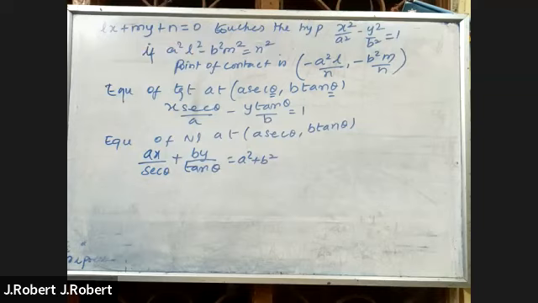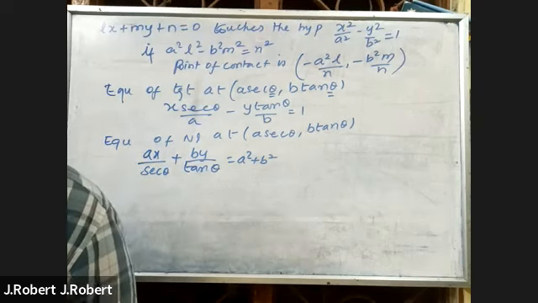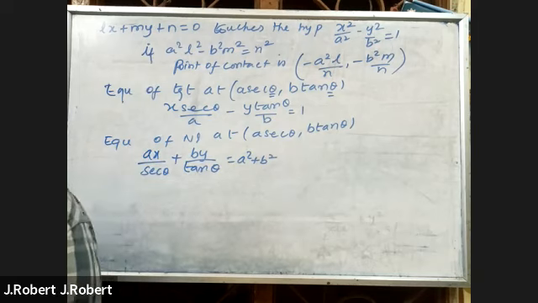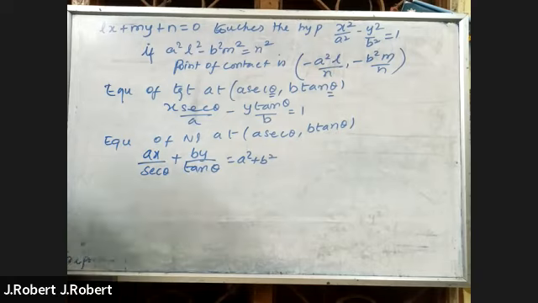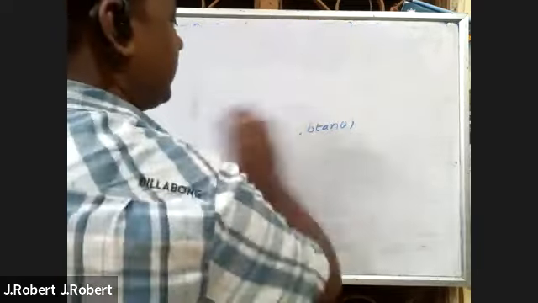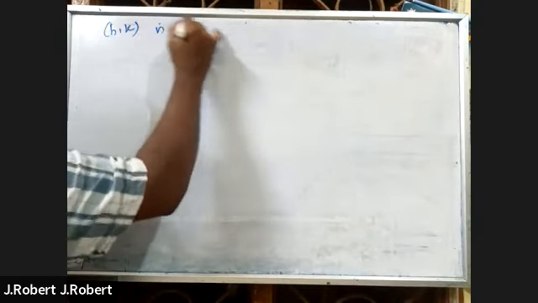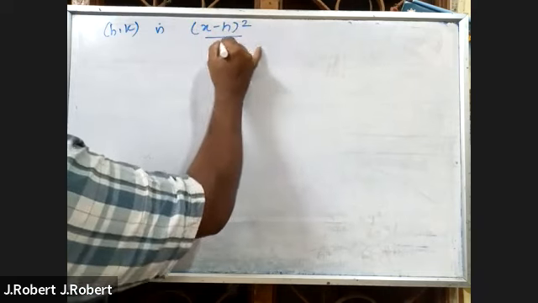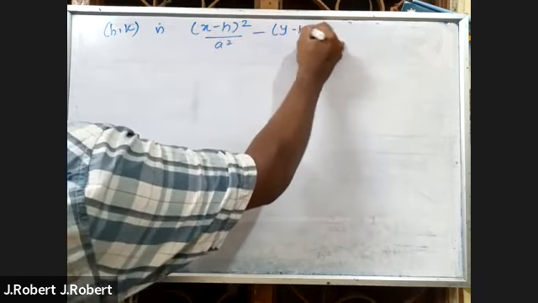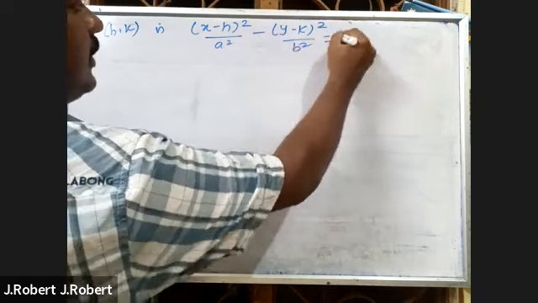So please take down some notes, sir. Note. First note. The standard equation of the hyperbola with center h comma k is x minus h the whole square by a square minus y minus k the whole square by b square equals to 1.